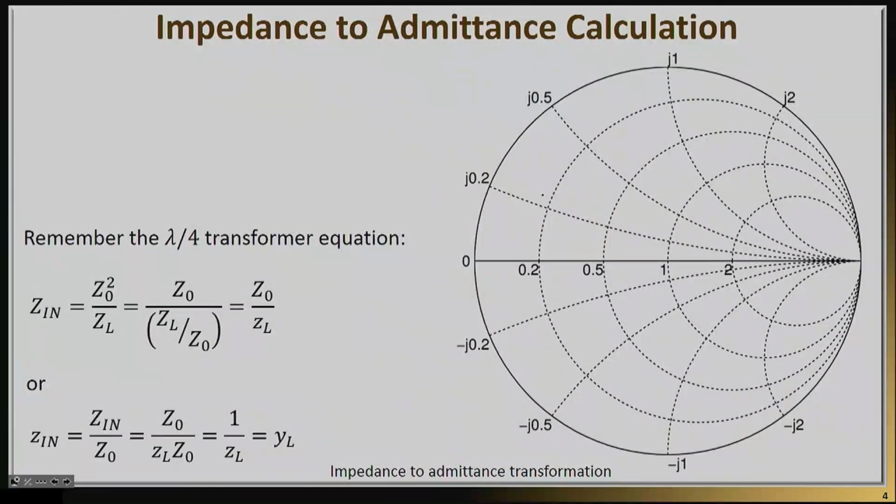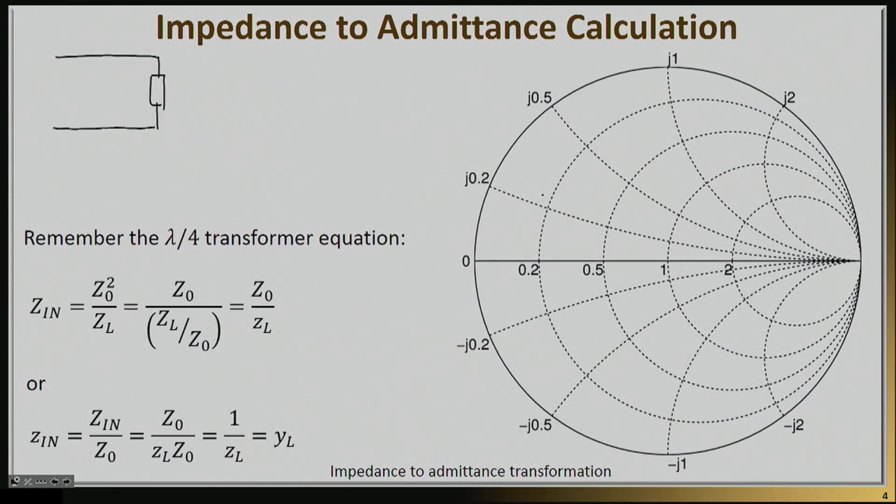Now, in our next topic, I'm going to tell you an interesting trick of how we can essentially use our Smith chart to immediately calculate not simply impedances, but admittances as well. And that trick is based on this very familiar equation that we have derived, which is the equation for the lambda by 4 transformer.